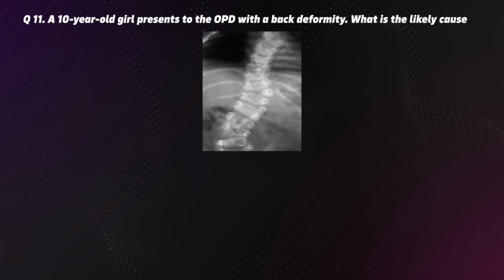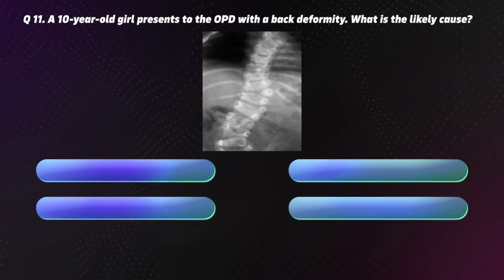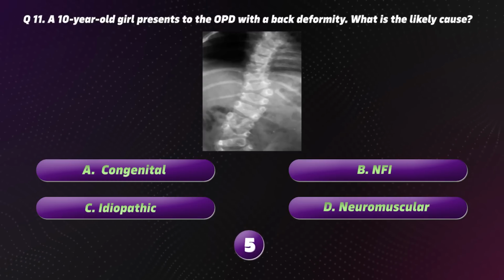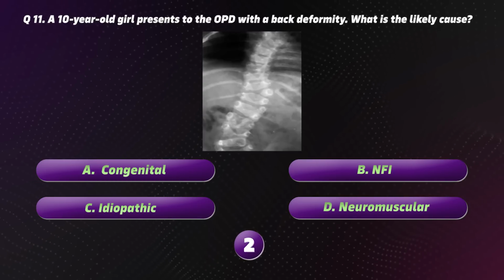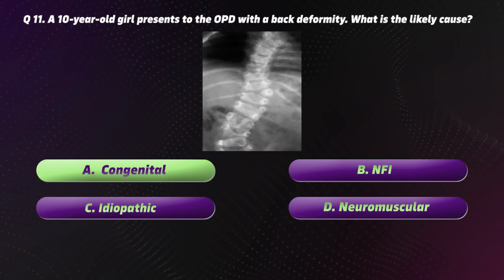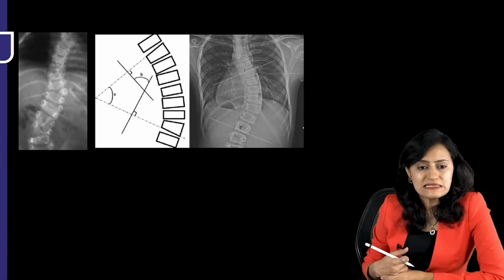Question 11. A 10-year-old girl presents to the OPD with a back deformity. What is the likely cause? Here are the options. A. Congenital. B. NF1. C. Idiopathic. D. Neuromuscular. And the correct answer is option A, congenital. Here's the explanation. Next, again, one of the recent asked questions.